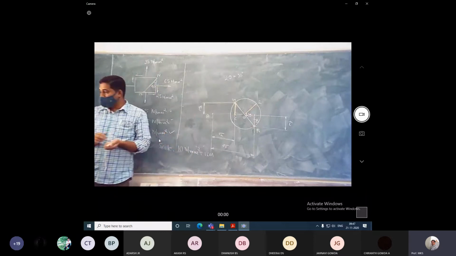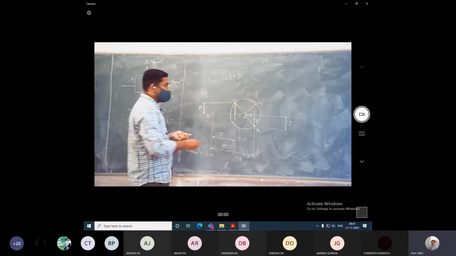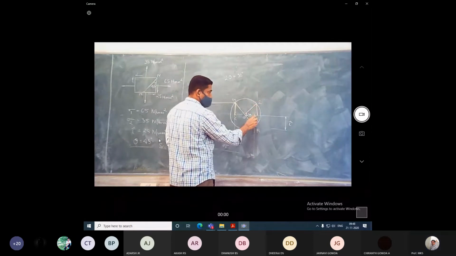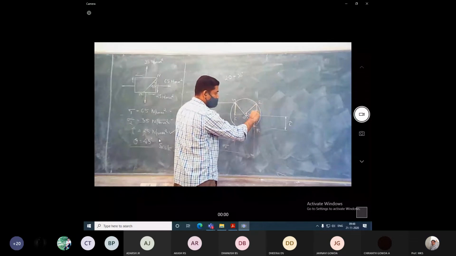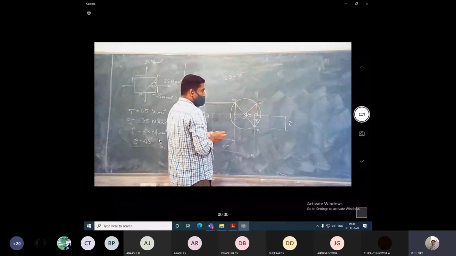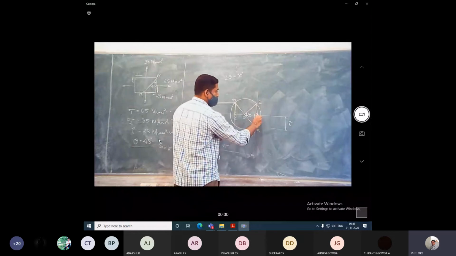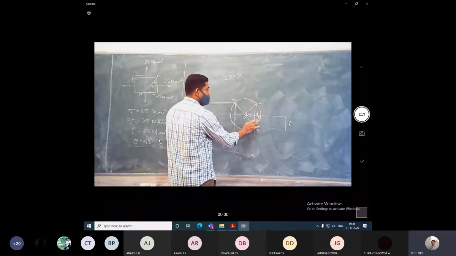Last step, from the point E, drop a vertical to meet the reference horizontal line. This is 90 degrees. Name that point as D.